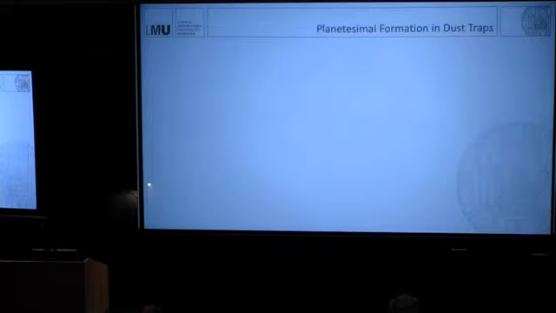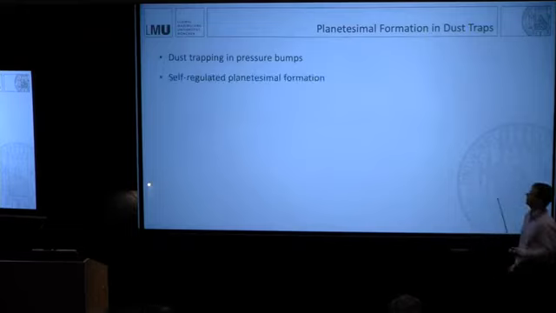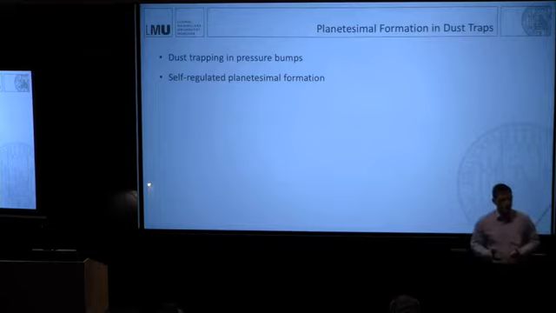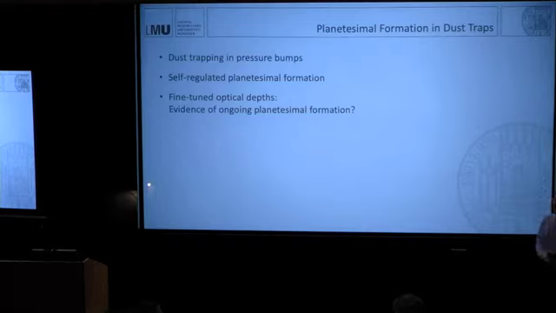Okay, to summarize, we checked what happens when we have dust trapping in rings, and we also then implemented planetesimal formation, and it turns out this is self-regulating because we have a threshold for the midplane dust-to-gas ratio of 1. If we are larger, we remove dust, and if we are smaller, we can accumulate dust. So it will stay at this value of 1, and it can reproduce these fine-tuned optical depths that we see there.